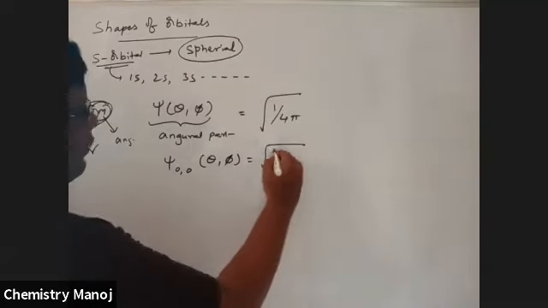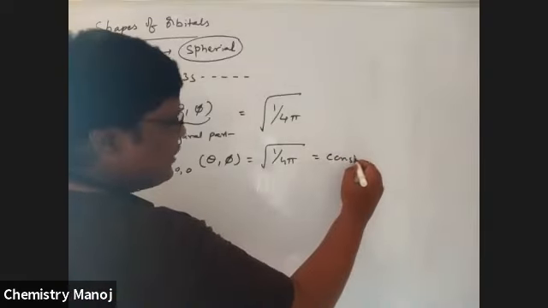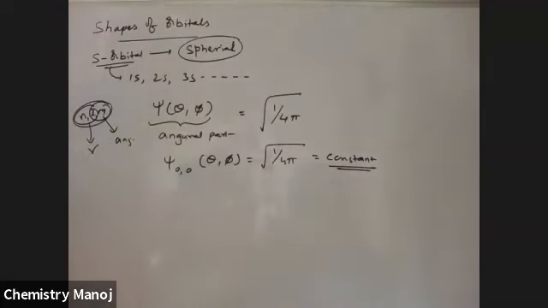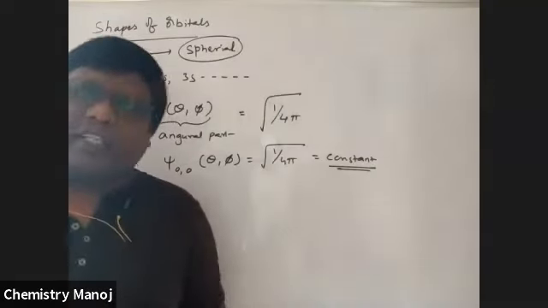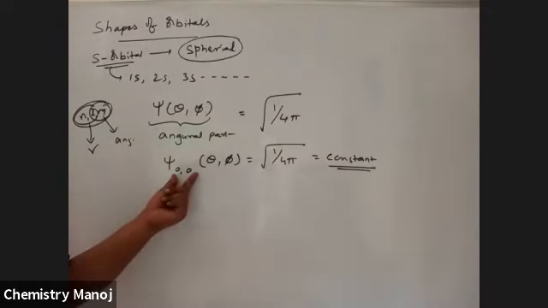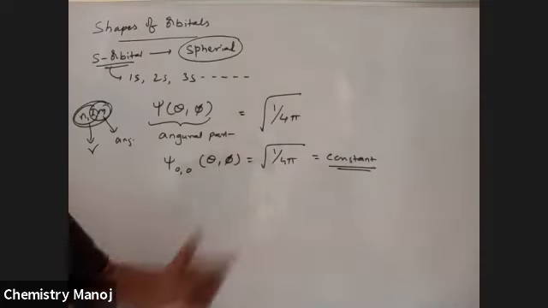There, that is 1 by 4 pi, whatever it may be for the S orbital. That means the angular part is constant. The angular part of the S orbital is constant, whether it is 1s, 2s, 3s, whatever it may be, because their L values and M values are the same. So the angular part is constant.